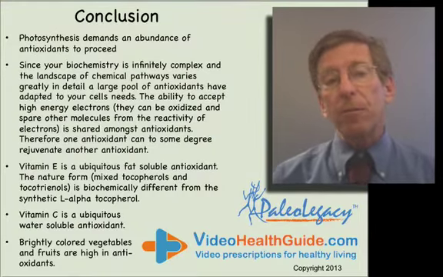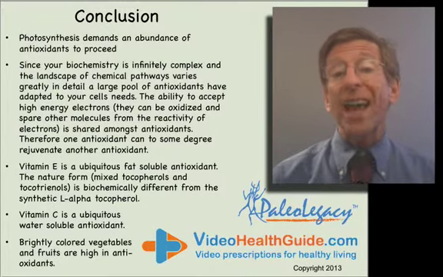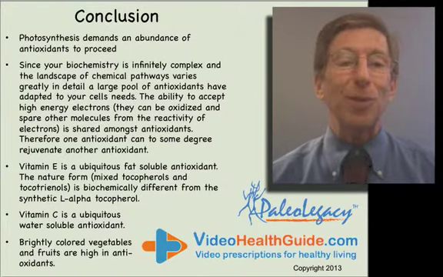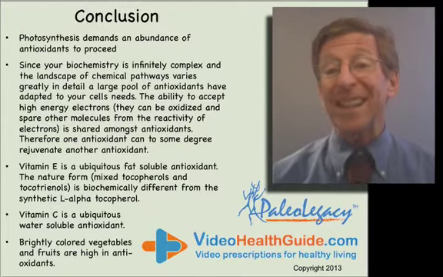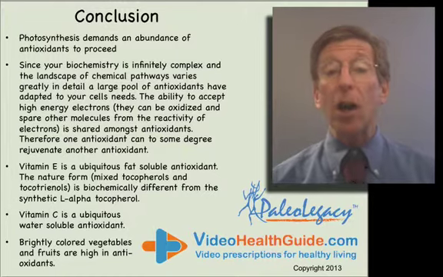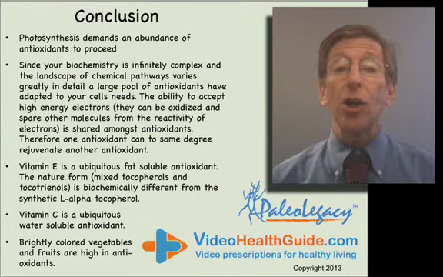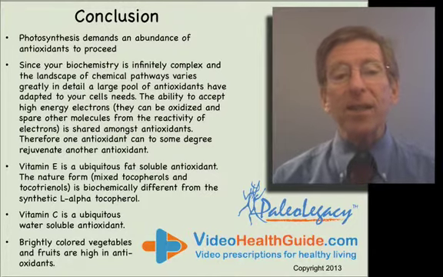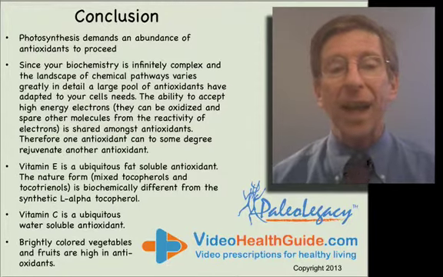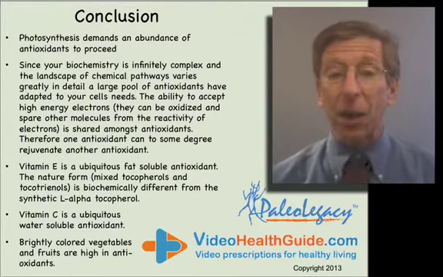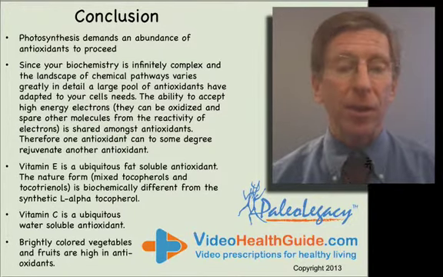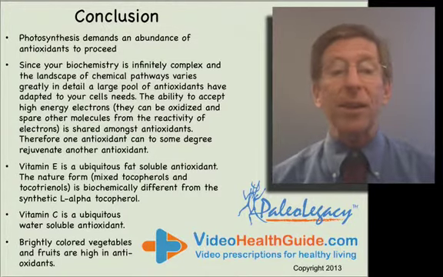In conclusion, photosynthesis demands an abundance of antioxidants to proceed. Plants make antioxidants, we eat those plants. Since our biochemistry is infinitely complex and the landscape of chemical pathways varies greatly in detail, a large pool of antioxidants have adapted to your cell needs. The ability to accept high-energy electrons that can be oxidized and spare other molecules from the reactivity of electrons is shared amongst antioxidants. Therefore, one antioxidant can to some degree rejuvenate another antioxidant. Some are more specific about this than others.